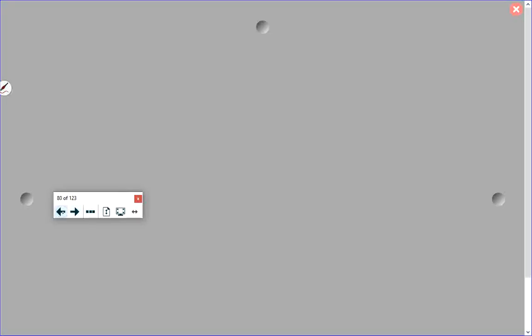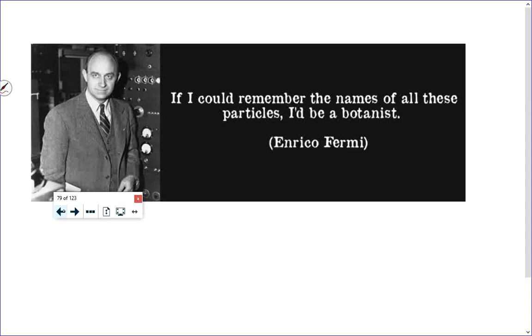This is kind of how I feel. Fermi, the discoverer of nuclear fission. If I could remember the names of all of these particles, I'd be a botanist. You are required to remember the names of some of them and some of the classifications, but not all of them.